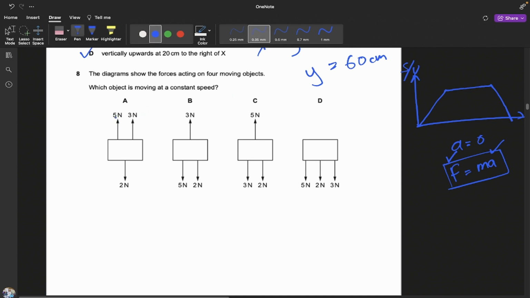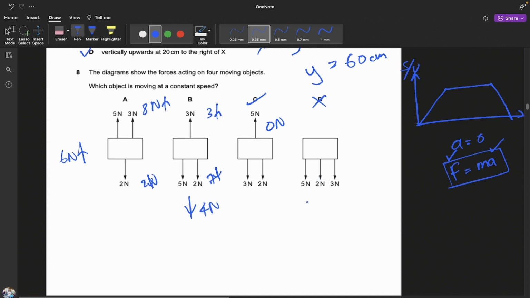So in A, upwards 5 plus 3 is 8. 8 newtons upwards and 2 newtons downwards. So what is the resultant? 6 newtons upwards. Here 3 newtons upwards, 3 up, 7 down. So obviously the object will move down with 4 newtons. Here 5 up, 5 down, so 0 newtons. This is the answer. D. Remember, once you see D, cut it off. Why? All of the forces are in one direction. You can't achieve equilibrium while all the forces are acting in one direction.